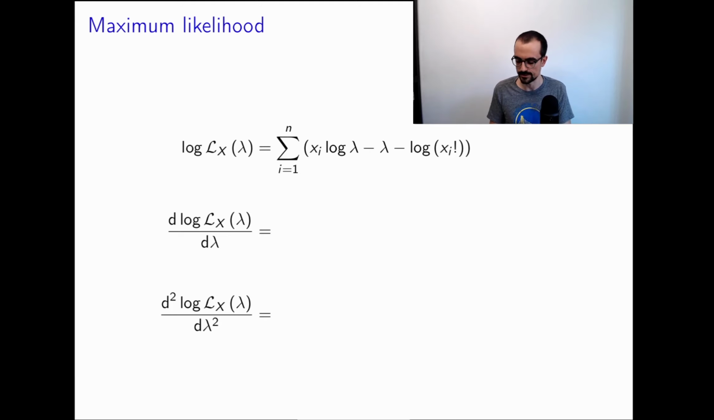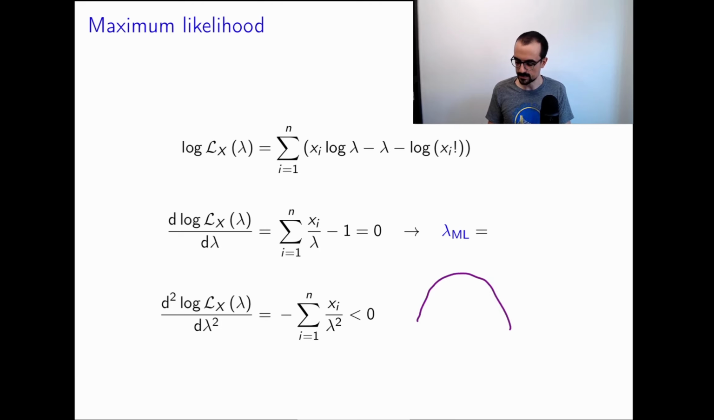So what we do is we look at the derivatives. The derivative of log of lambda is just 1 over lambda. The derivative of lambda is just 1. And this guy is just a constant. So the derivative is the sum from 1 to n of xi over lambda minus 1. I'm also going to look at the second derivative to see what shape this function has. The second derivative, remember that the derivative of 1 over lambda is minus 1 over lambda squared, is actually negative because all of the data are non-negative. This is nice because it means that the log likelihood looks like that, and we can find the maximum by seeing where the tangent to this curve is constant, which means that the derivative is 0.